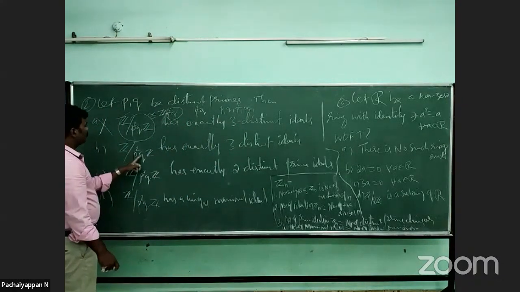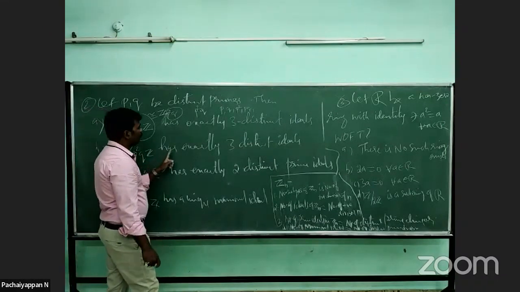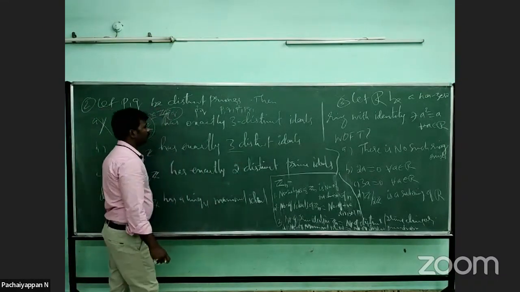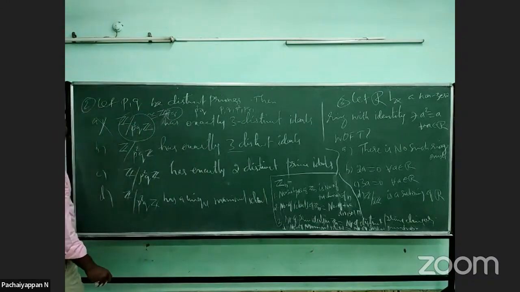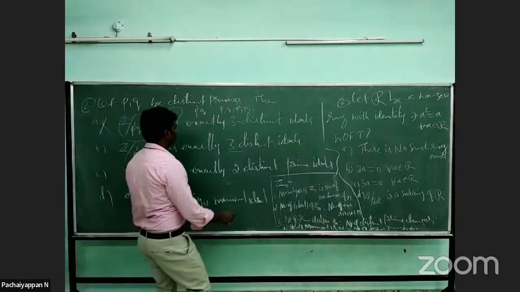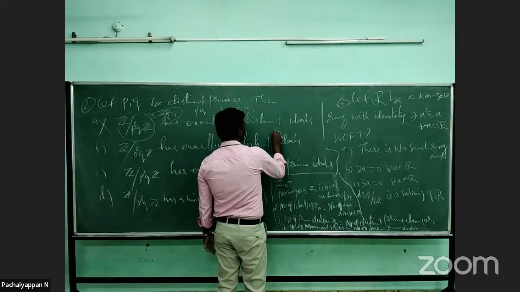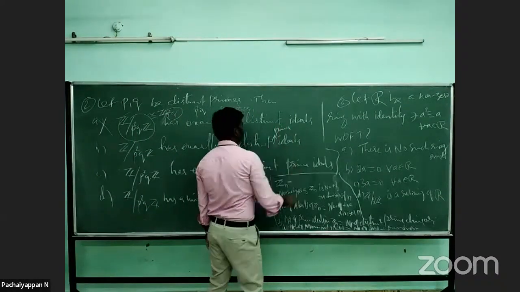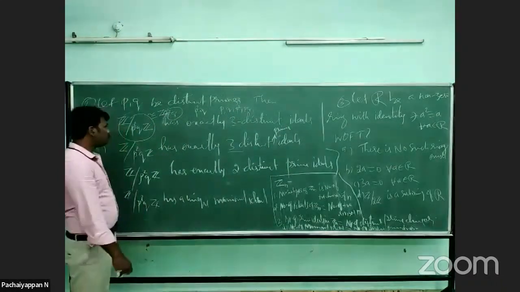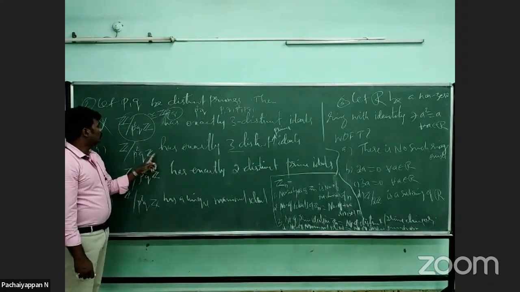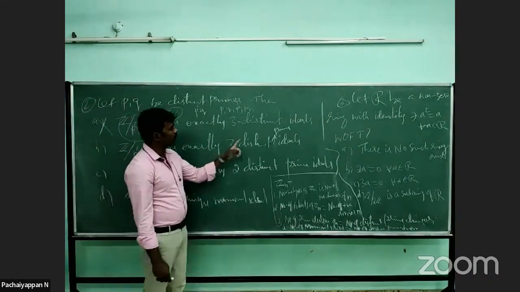One more thing. Again, option B says exactly 3 distinct ideals. What is the difference between A and B? Wait a minute, I wrote the option wrongly. It is exactly 3 distinct prime ideals. Sorry, let me rewrite that. It has exactly three distinct prime ideals.